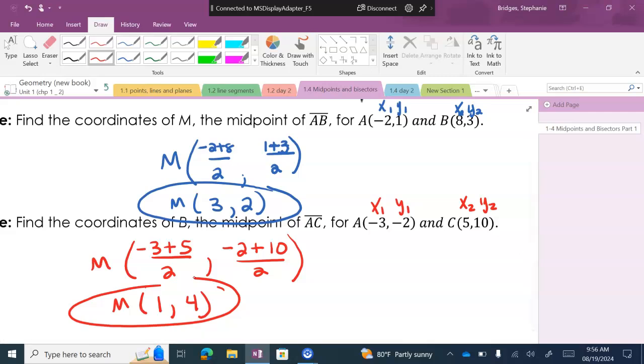Okay, so again, on a number line, you add the 2 endpoints, you divide by 2. That gives you the coordinate there. If it's ordered pairs, add the x's, divide by 2. Add the y's, divide by 2. That gives you your ordered pair midpoint.